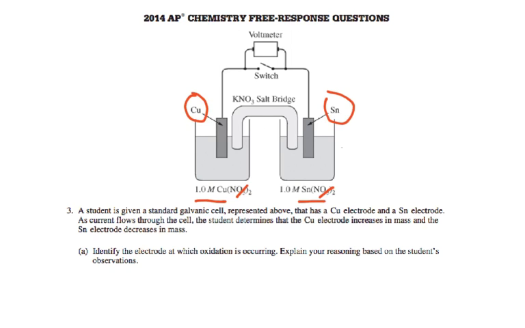So let's read. A student is given a standard galvanic cell represented above that has a copper electrode and a tin electrode. As current flows through the cell, the student determines that the copper electrode increases in mass and the tin electrode decreases in mass. So that is the big clue.